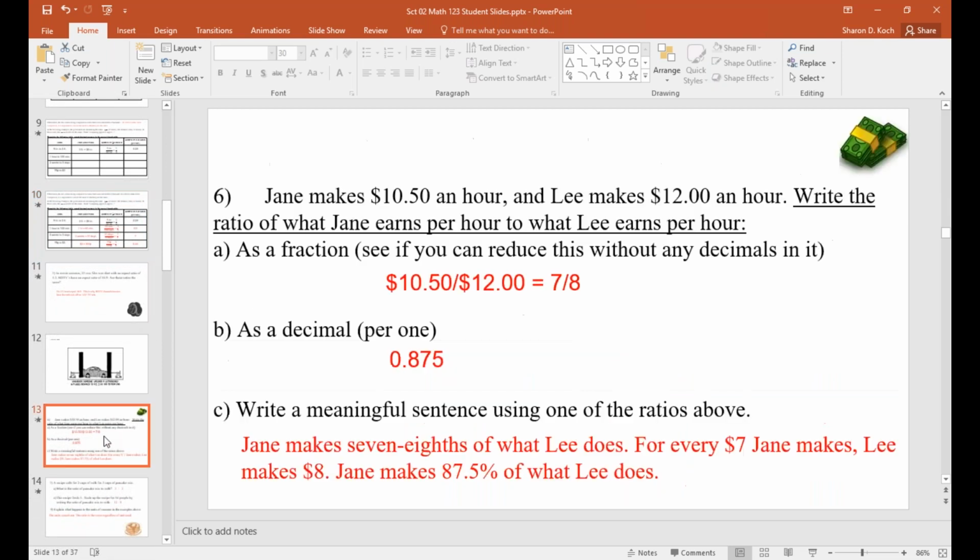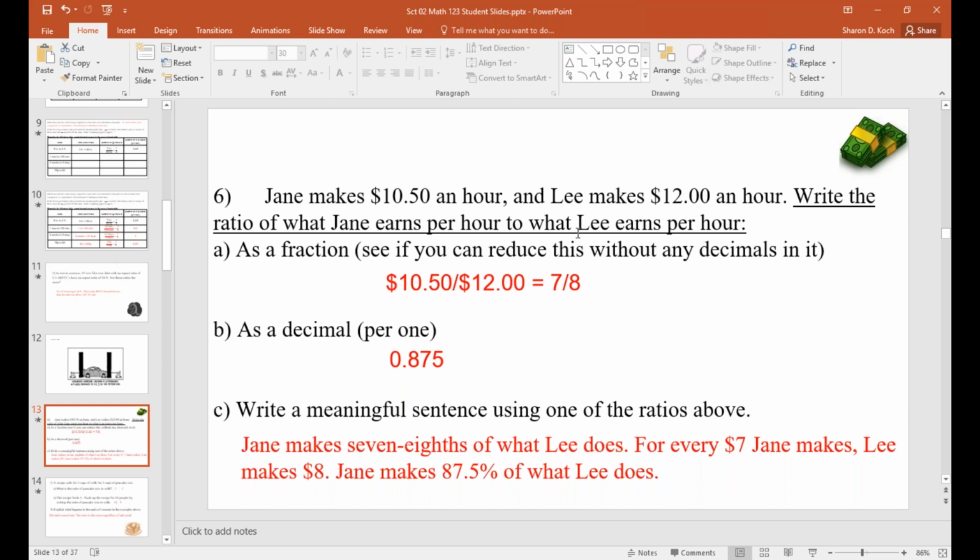Okay, another quick review here. Here's something now. This would be connect. Now that we know how to set up a ratio, how am I going to use this in real life? Well, let's take a look. Jane makes $10.50 an hour. Lee makes $12 an hour. Can we write the ratio of what Jane earns per hour to what Lee earns per hour?